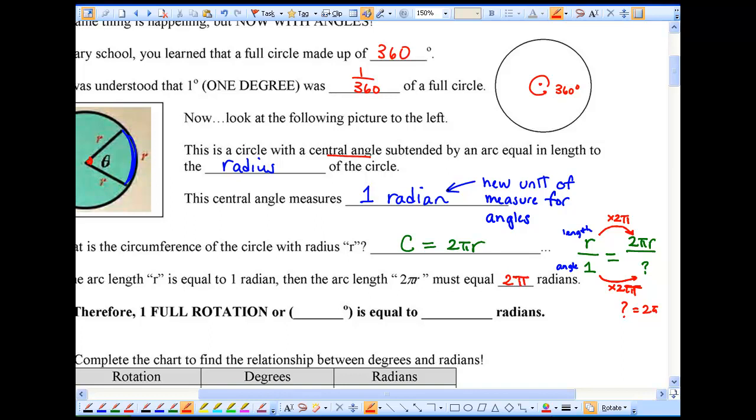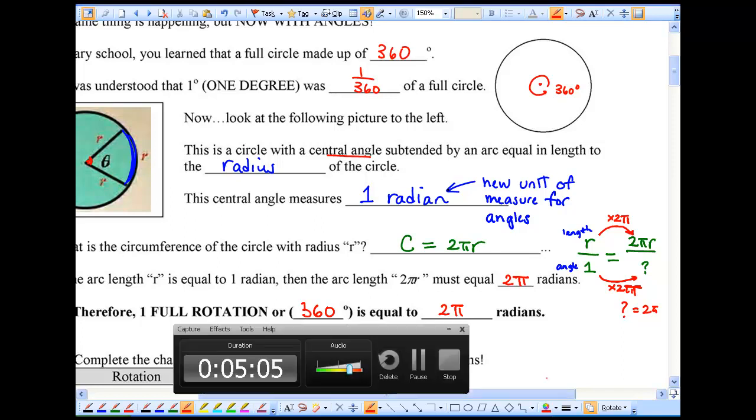Therefore, and here's the big thing, one full rotation, or 360 degrees, is equal to 2 pi radians. This is the conversion factor, although we don't usually refer to it as the conversion factor. We try to find something else, and I'll show you in a second when we do this exercise underneath.